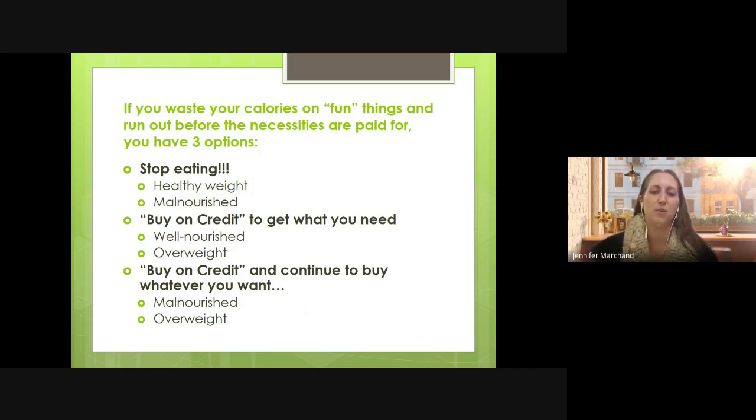If we buy on credit what we need or overeat, we could be well nourished, or sometimes we might become overweight, especially if you're eating all of your calories away on all the fun things and the fried foods and the sugars, and then you also try to eat a normal healthy diet after that, it's very likely that you're going to eat over your calories and you're beginning to become overweight. Another thing that can happen when you buy on credit for your calories, again, we can become overweight. But if you're just going to continue to eat whatever you want, you're definitely going to become malnourished, like I said before, just because you're not getting all the nutrients that you need from the foods that you're eating.